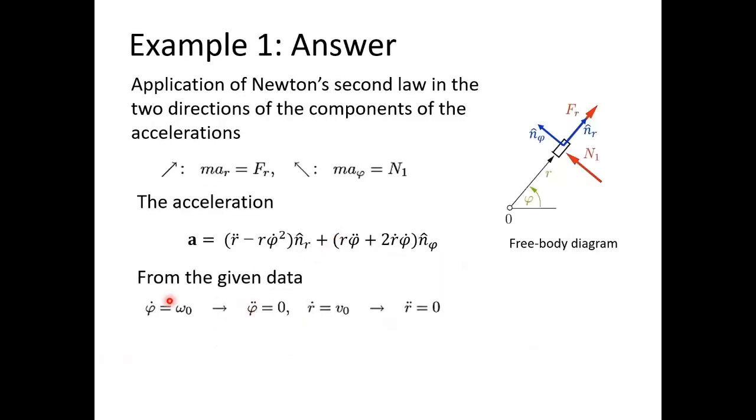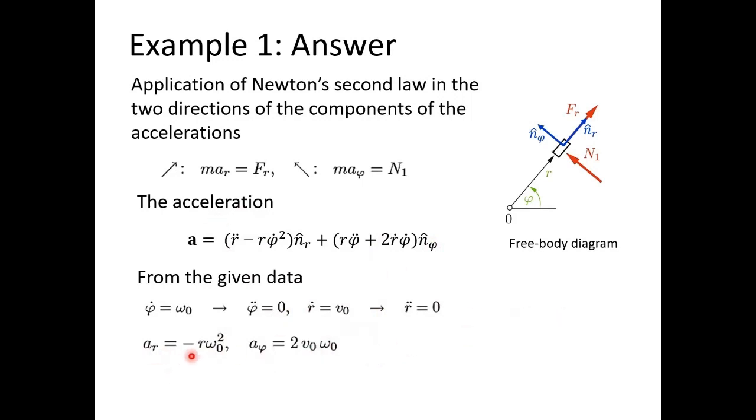But since it is going at a constant angular velocity, psi double dot will be 0, and r dot is constant and r double dot will be 0. So r dot is v naught, which is constant, and this one will also become 0. Therefore, the acceleration in the r direction will be minus r omega naught squared, and in the theta direction, or the psi direction in this case, is the Coriolis acceleration, which is 2 v naught into omega naught. So those are the accelerations.